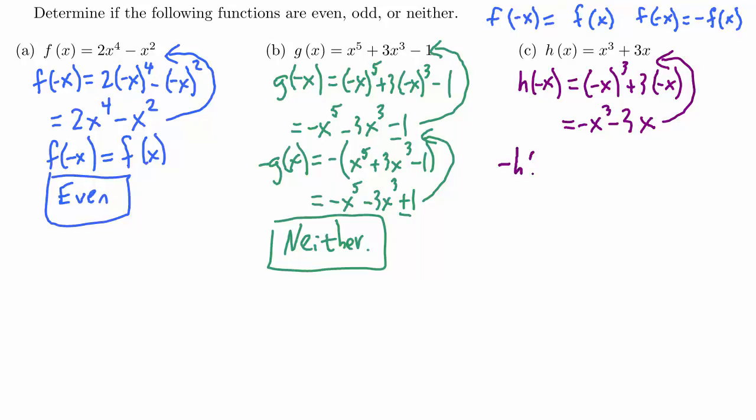Next, I'll look at negative h of x. So it gives me negative parentheses of the original function, x cubed plus 3x. And I distribute the negative sign. And that will give me negative x cubed minus 3x. And now notice that this function and this function are the same thing. Therefore, this is an odd function.